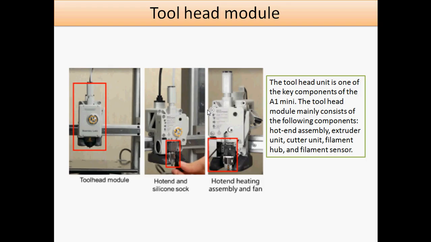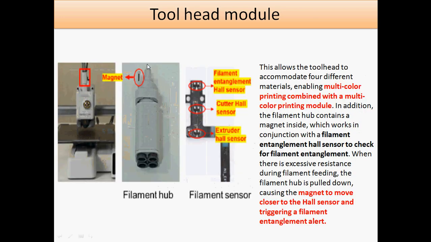And the filament sensor determines whether the filament is present or not. So this is the whole assembly present in a tool head module, and these are the kinds of actions we can do with the tool head modules.